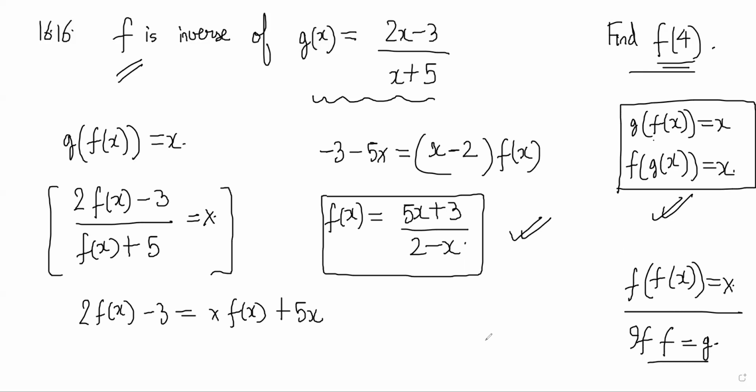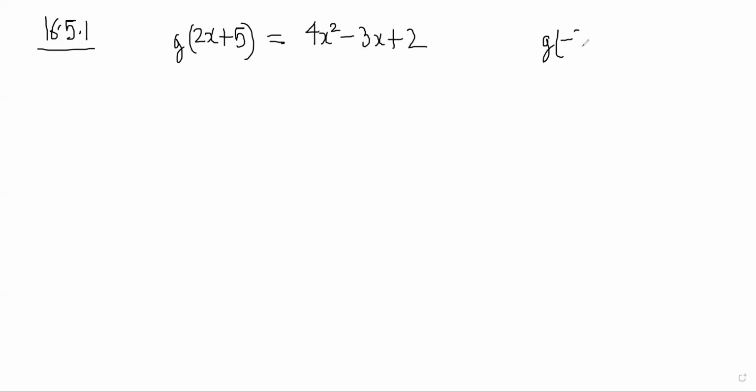Then the next set of questions is section 16.5. How do you do 16.5.1? g of 2x plus 5 is equal to 4x squared minus 3x plus 2. You have to find g of minus 3.